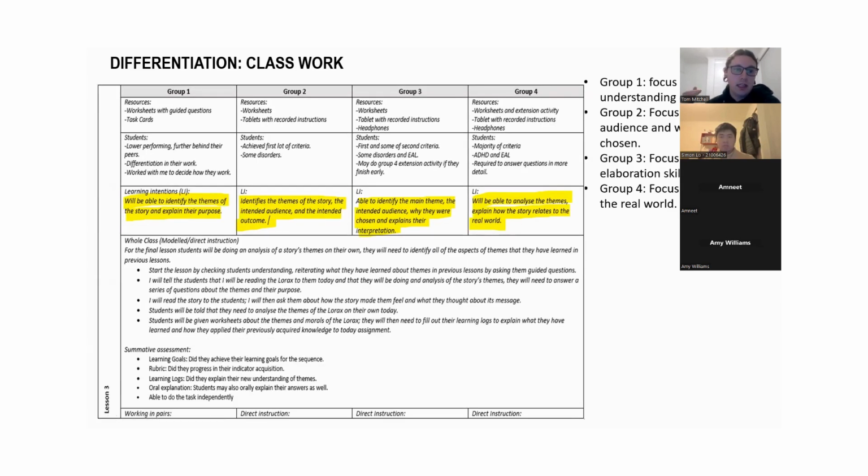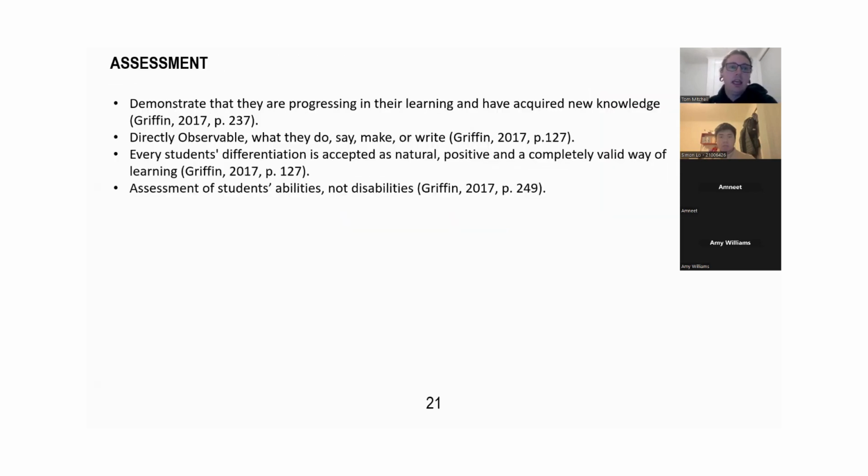This will be where they do the assessment, and they'll have to, again, focus on their learning intention. They will be able to identify the themes of the story, the intended audience and intended outcome, able to identify the main theme, intended audience, and why they were chosen. It explains the interpretation. We'll be able to analyze the themes, explain how the story relates to the real world. After that, this will be focusing on their assessment.